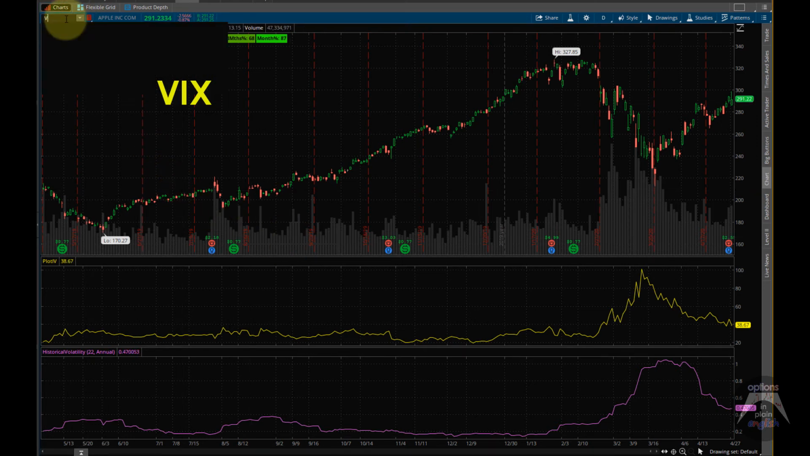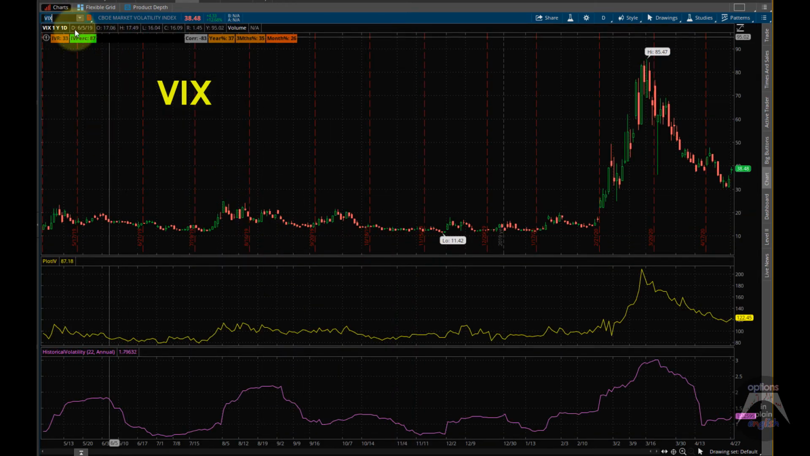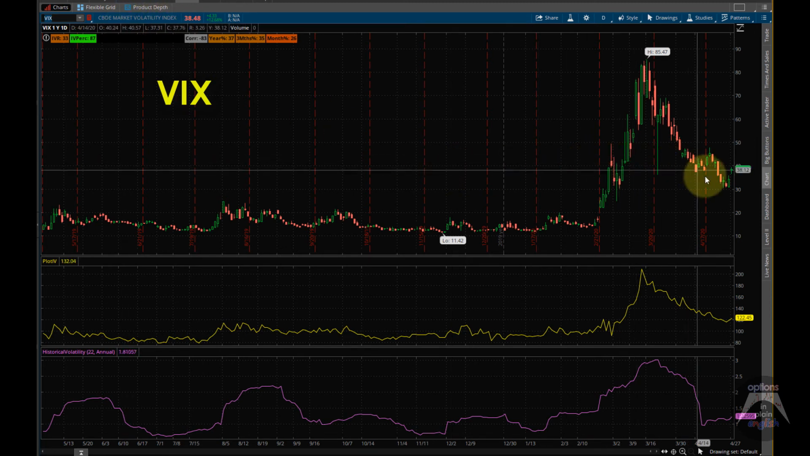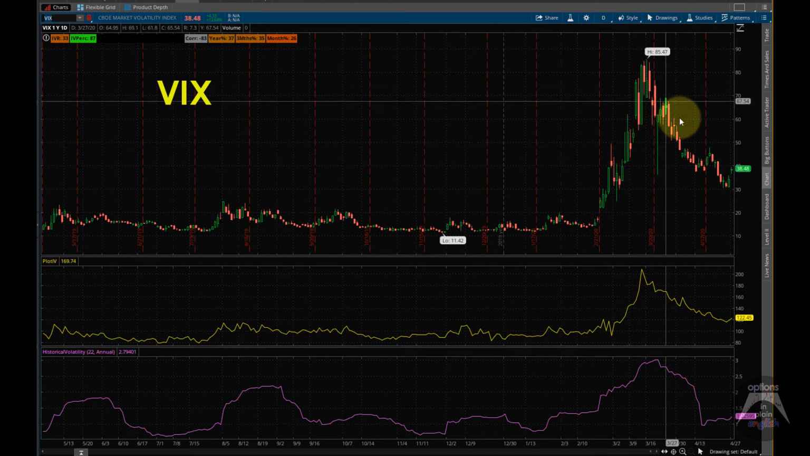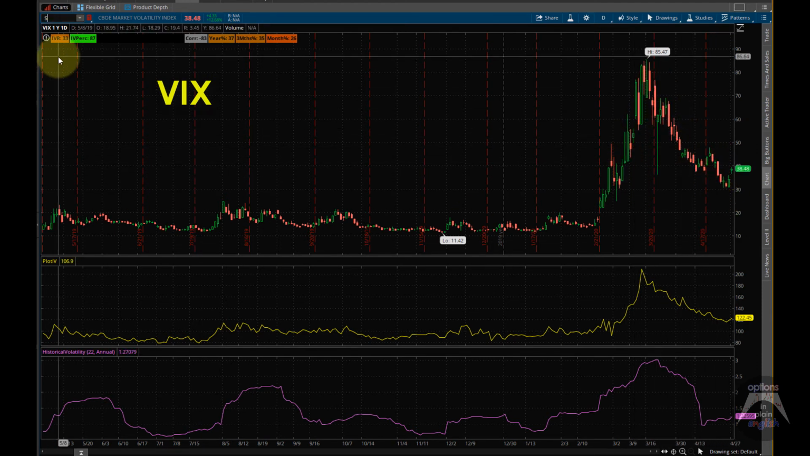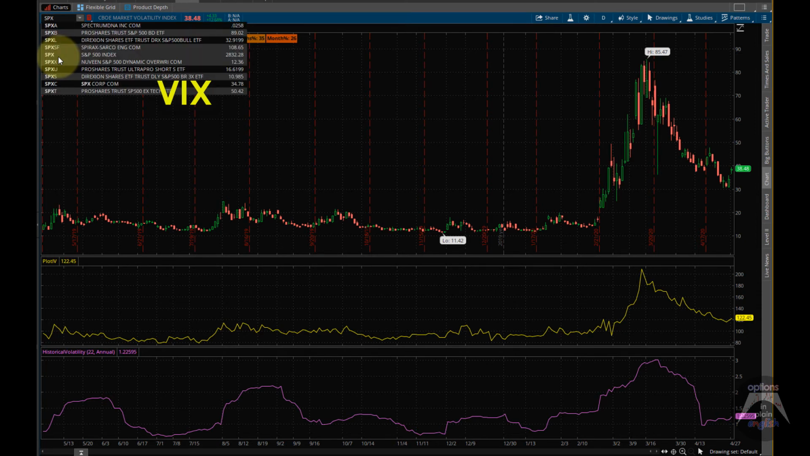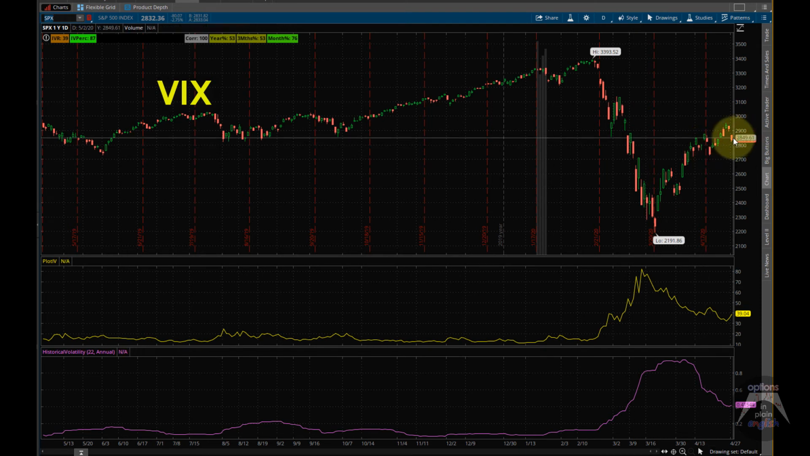So VIX is a number that you can get. This is an index, the CBOE Market Volatility Index. Right now it's 38.48. And as you can see here, it measures the volatility in SPX. So this is SPX, okay, the S&P 500 index.